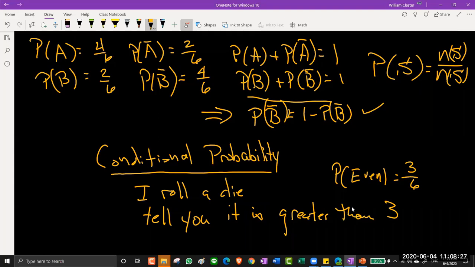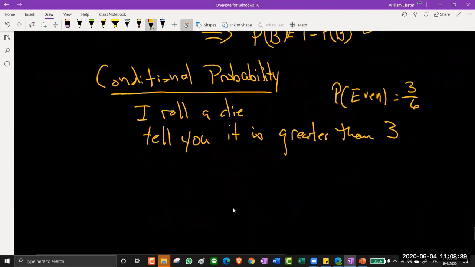So everyone understand the scenario? First of all, I asked you what's the probability of even. Everybody knows that. Then I said I roll a die, and I look at it, and I tell you it's greater than 3. Everyone understand? Okay, so let's just draw a picture.